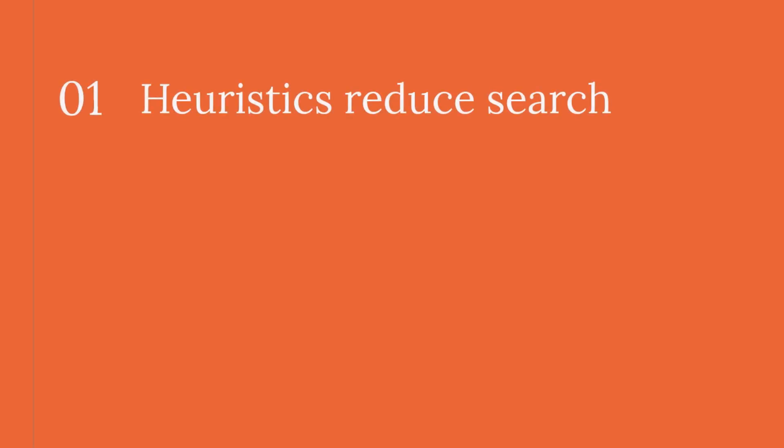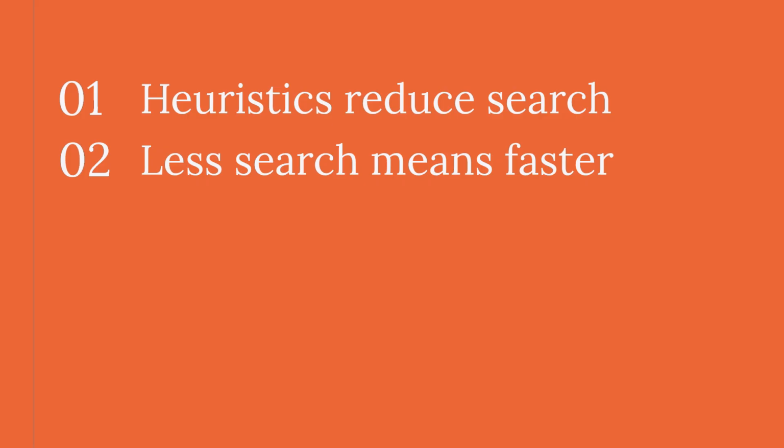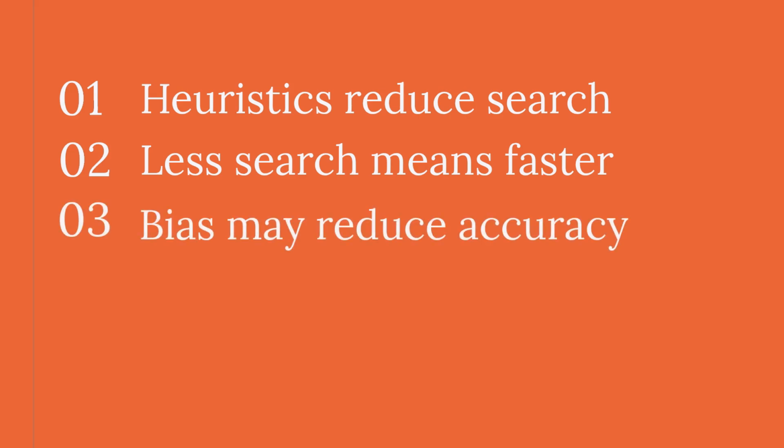Heuristic methods often improve speed because they reduce the amount of search required. The risk is that a poor or biased heuristic can reduce accuracy or lead to suboptimal solutions. Choosing a search strategy therefore means balancing efficiency with the quality of the final answer.